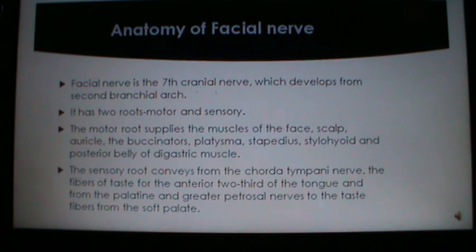The sensory root conveys, from the chorda tympani nerve, the fibers of taste for the anterior two-thirds of the tongue, and from the palatine and greater petrosal nerves, the taste fibers from the soft palate. So the sensory root is mainly involved with taste.